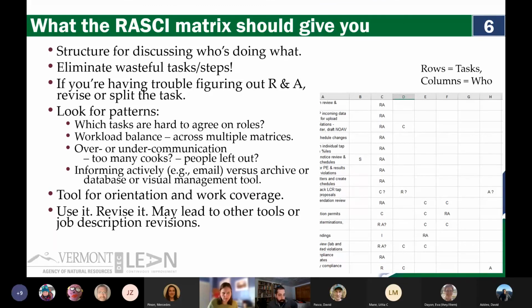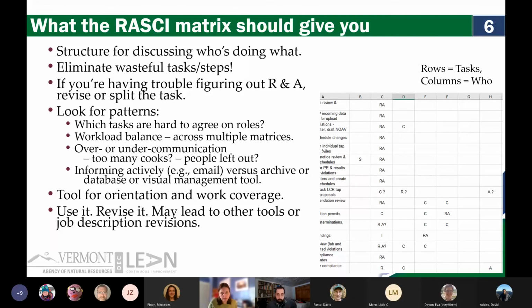What's going on with communication here? Do you have too many cooks? Do you have a whole bunch of people who all think they're responsible or accountable for something? Do you have people who are feeling left out where they say, hey, I should be consulted on this and I'm not, or I need to be informed on this? Where's your balance on that in terms of the number of people who are involved and how you're communicating with each other?